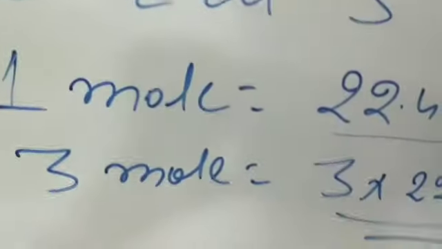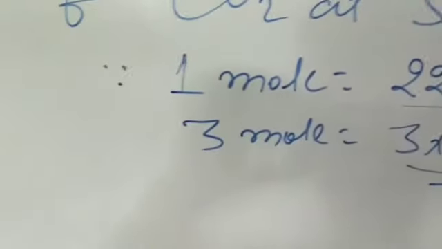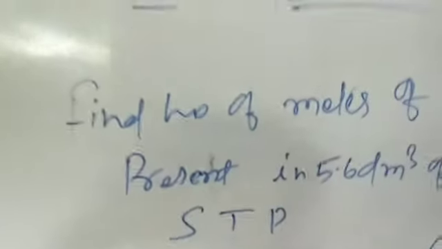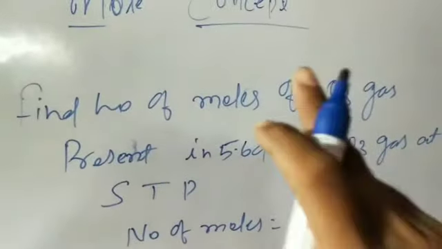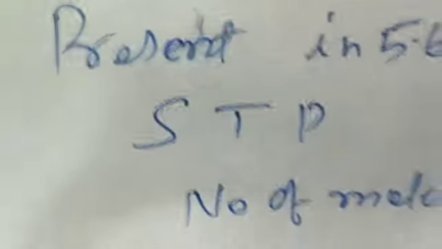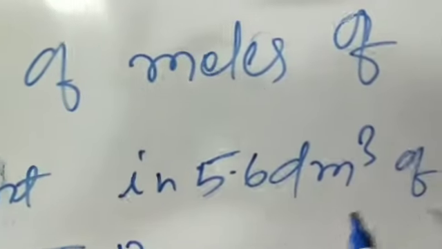Now, next question. On the basis of volume, what is the formula? How do you find the moles of any compound on the basis of volume? For this, I am giving you a new formula. First, you focus on the question. Find number of mole of ozone gas present in 5.6 dm3 of O3 ozone gas at STP.